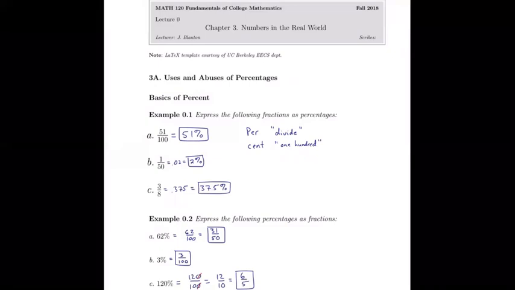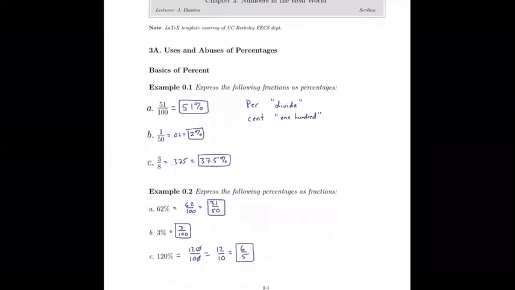Okay, similarly going the other way, if we have 62%, that's literally 62 per 100, or 62 divided by 100. Simplifying that fraction, we get 31 out of 50, or 31 over 50. Similarly for 3%, 3 per 100, 3 divided by 100. This fraction doesn't simplify, so we're all done.